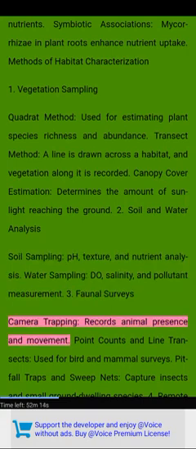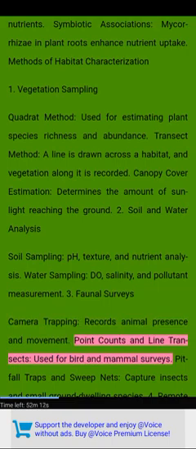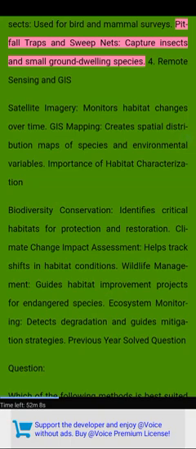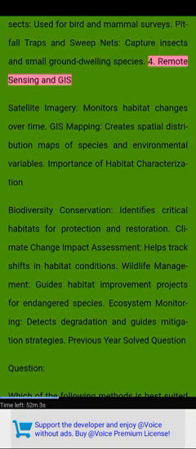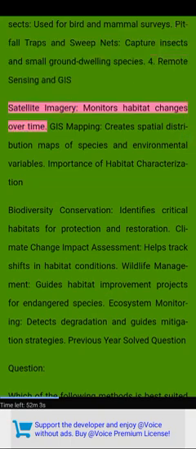3. Faunal surveys. Camera trapping records animal presence and movement. Point counts and line transects are used for bird and mammal surveys. Pitfall traps and sweep nets capture insects and small ground-dwelling species. 4. Remote sensing and GIS. Satellite imagery monitors habitat changes over time.